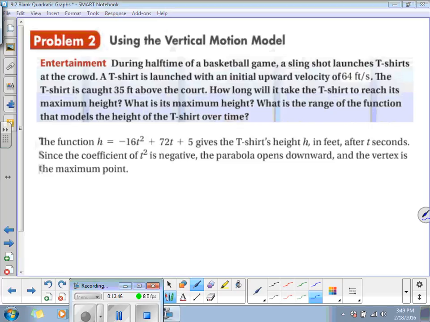Problem 2 is using the vertical motion model. It says during halftime of a basketball game, a slingshot launches T-shirts at the crowd. A T-shirt is launched with an initial upward velocity of 64 feet per second. The T-shirt is caught at 35 feet above the court. How long will it take the T-shirt to reach its maximum height? And we also want to know what is the maximum height. And we want to know what is the range of the function that models the height of the T-shirt over time.